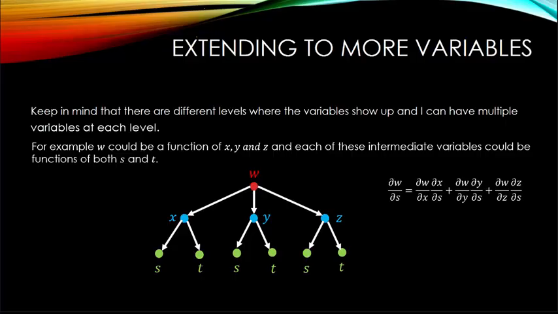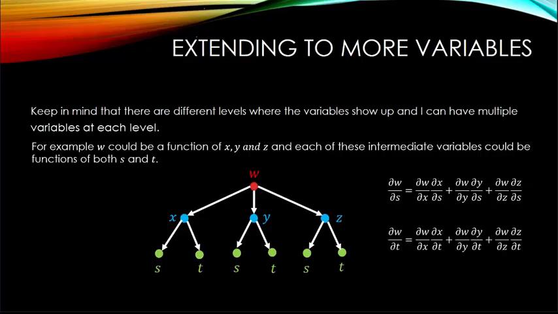So I will have the partial of w with respect to s will be equal to the partial of w with respect to x times the partial of x with respect to s, plus the partial of w with respect to y times the partial of y with respect to s, plus the partial of w with respect to z times the partial of z with respect to s.